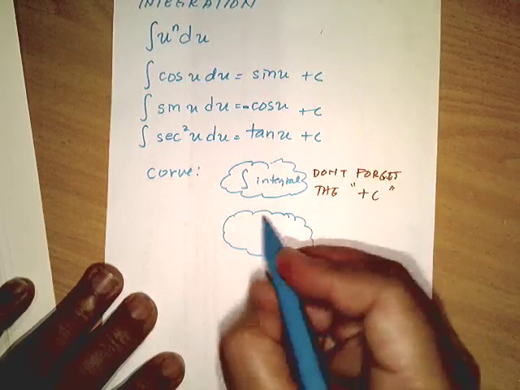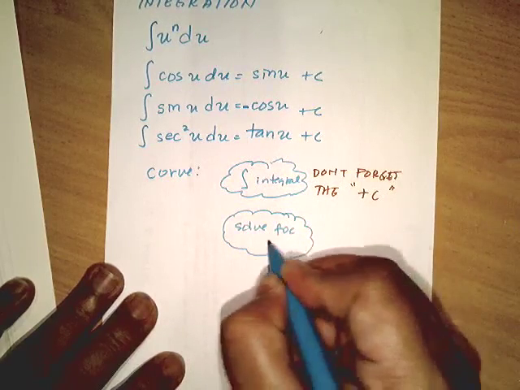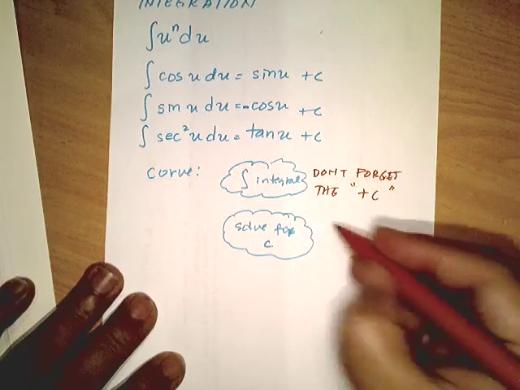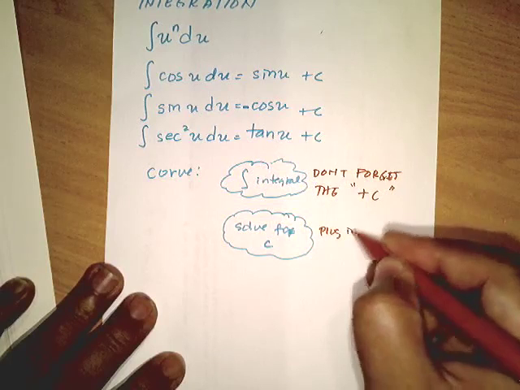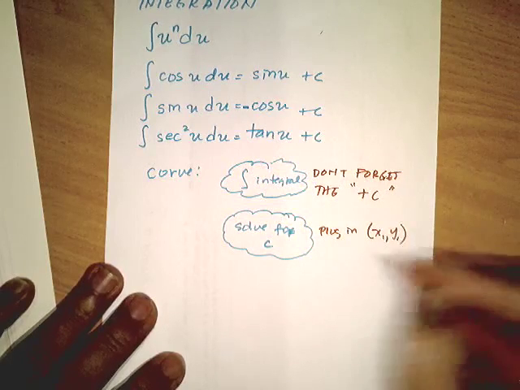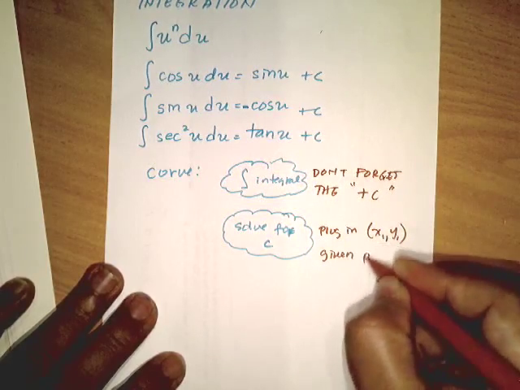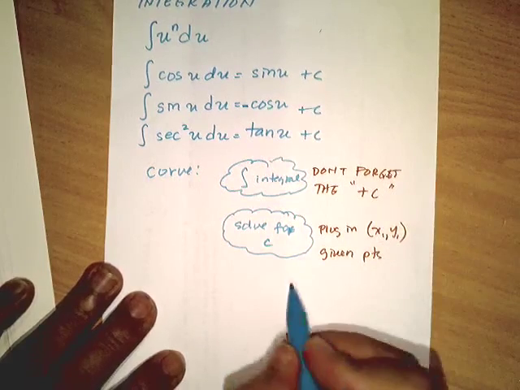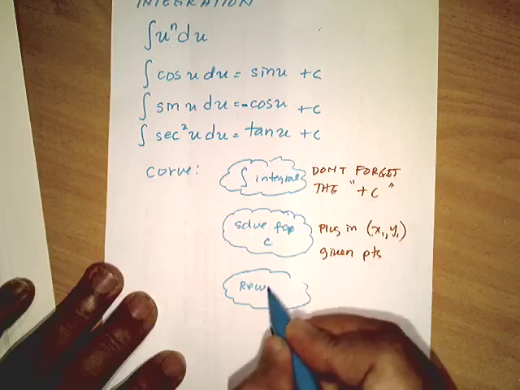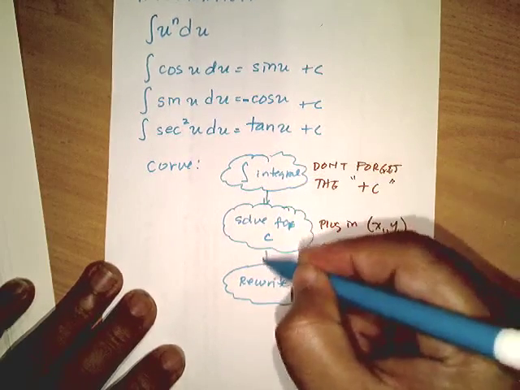Now here you solve for c. How will you solve for the c? You plug in the given points. I would say x1, y1 as the given points. And then after that, rewrite. Then finish. So that is the flow chart.